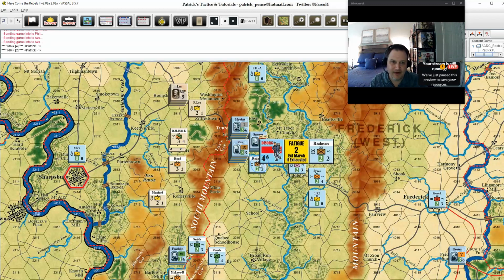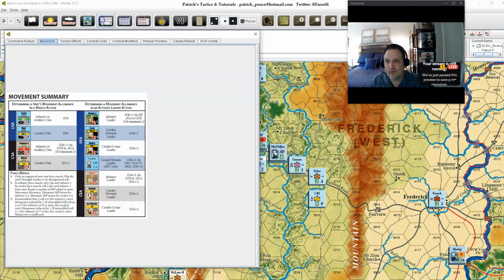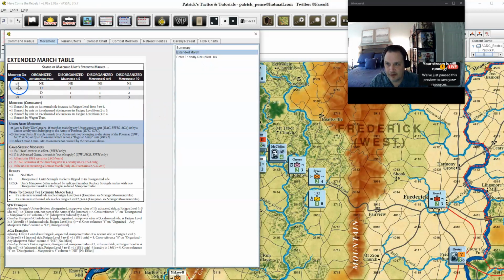Now, there are modifiers to all this, because there are modifiers for everything, but the Union forces on the whole will get a +1 to all of their extended march rolls. And then it will get worse and worse depending on if they're already exhausted, and it could get really bad. One of the charts you have for movement is the effects of extended march, which, depending on the size of the unit and the die roll that they make, they can suddenly start hemorrhaging manpower.